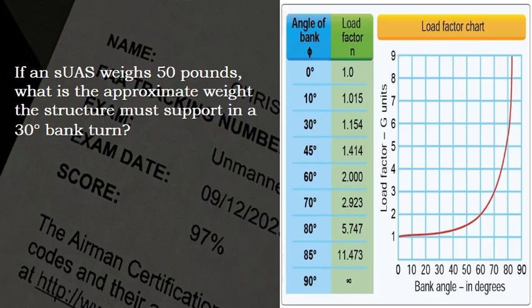On the Part 107 exam, you will likely see a question like: if an sUAS weighs 50 pounds, what is the approximate weight the structure must support in a 30-degree bank turn? Additionally, you will be given a chart as seen to the right. To answer this question, take the weight of the sUAS, here 50 pounds, and multiply it by the load factor for the angle of bank from the chart. For 30 degrees it is 1.154. So, 50 times 1.154 is 57.7.